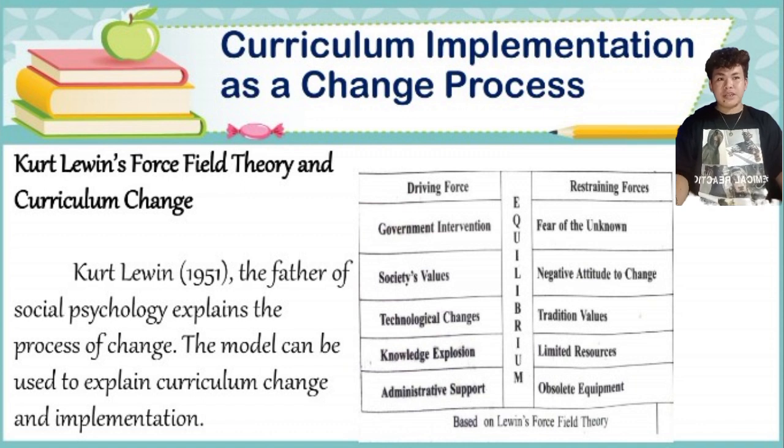So based on Kurt Lewin's force field theory, there are always two forces that oppose each other. These are the driving force and the restraining force. When these two forces are equal, the state is equilibrium or balance. There will be a status quo, hence there is no change. However, when the driving force overpowers the restraining force, the change will occur. But when the restraining force overpowers the driving force, the change is prevented.